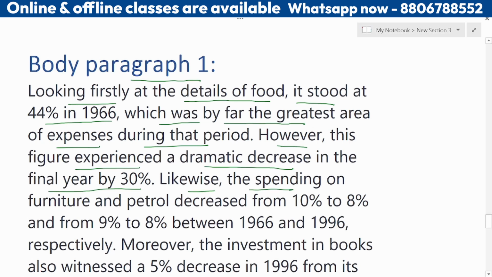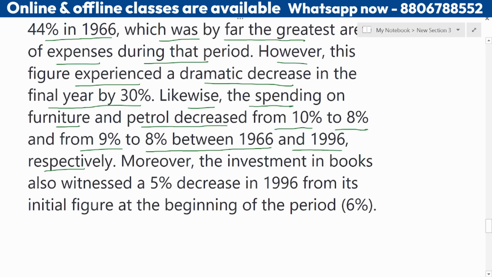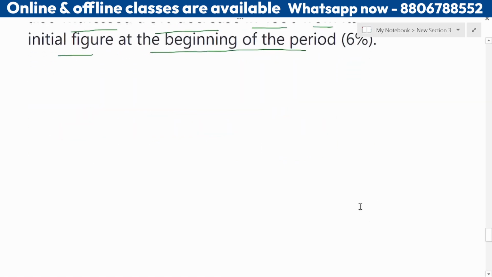Likewise, the spending on furniture and petrol decreased from 10% to 8% and from 9% to 8% between 1966 and 1996 respectively. Okay, so you can see what was the trend. Then after that you can say, moreover, the investment in books also witnessed a 5% decrease in 1996 from its initial figure at the beginning of the period, which is 6%. Yes, so this comprises your paragraph 1.